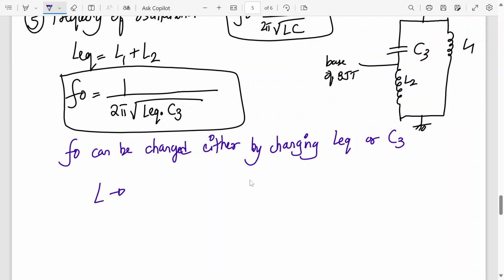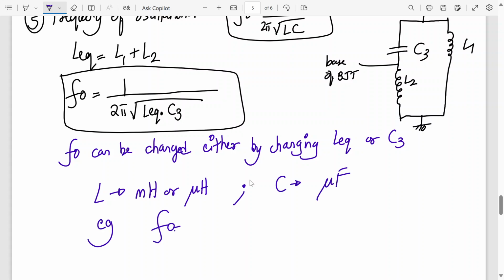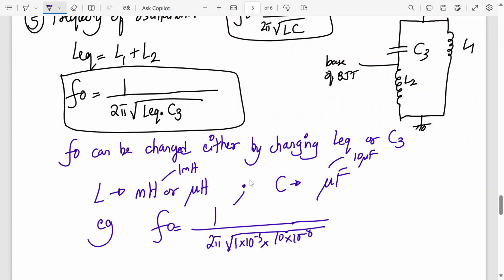Normally L is in millihenry, or microhenry, or sometimes Henry also. C is in microfarad. This is an example I'm giving you all. If you have 1 upon 2 pi square root of, let's say, 1 millihenry, so 1 into 10 to the power minus 3, multiplied by, let's say, 10 microfarad, so 10 into 10 to the power minus 6. This becomes a very small number in the denominator, so hence F naught will be high. This is the frequency of oscillations for the Hartley oscillator. Please write them down.